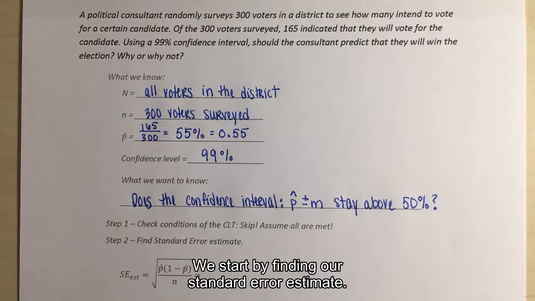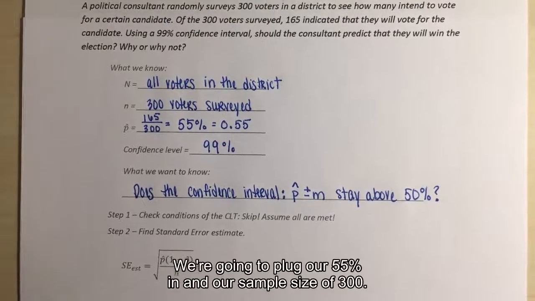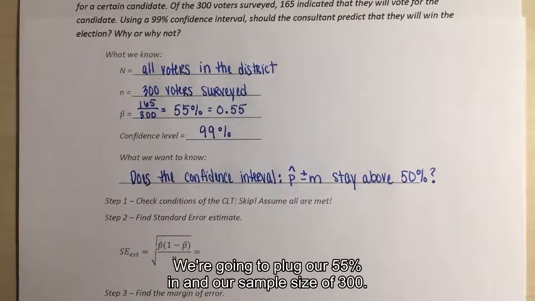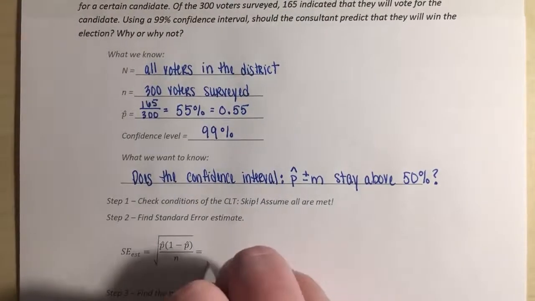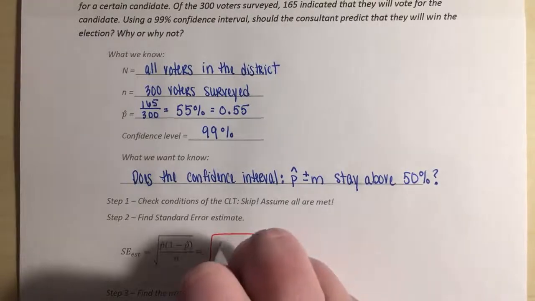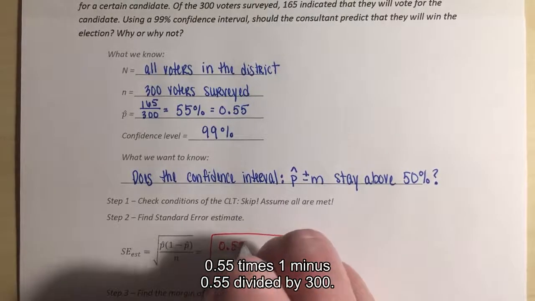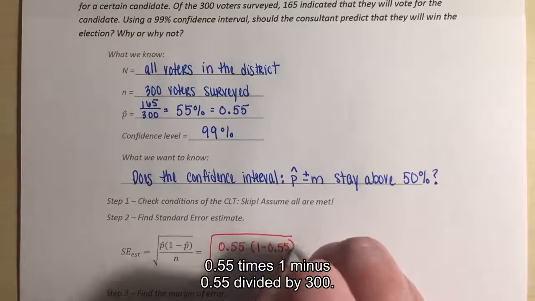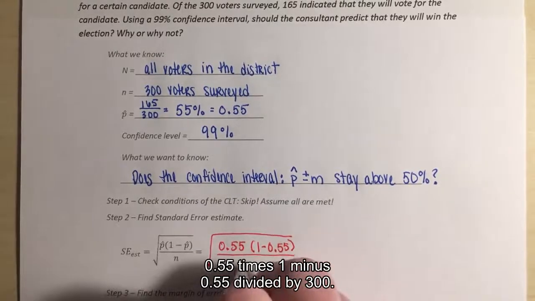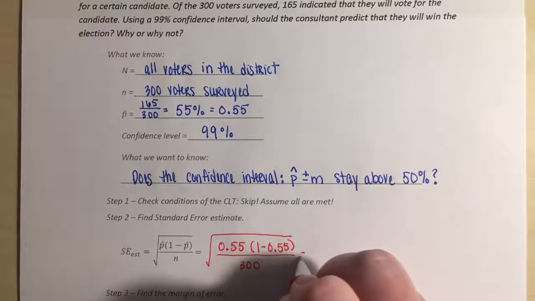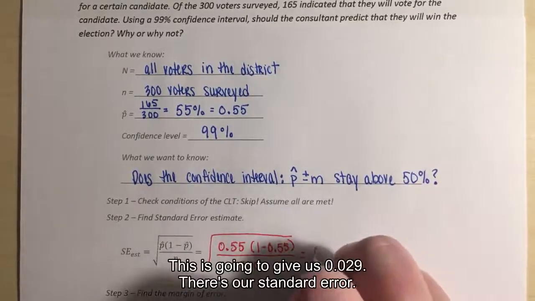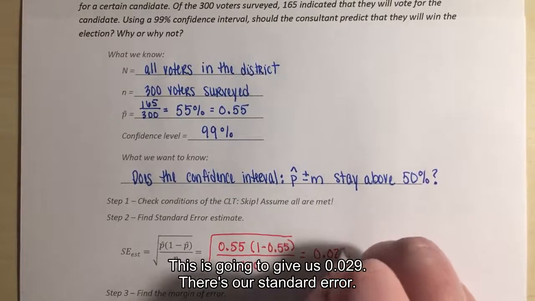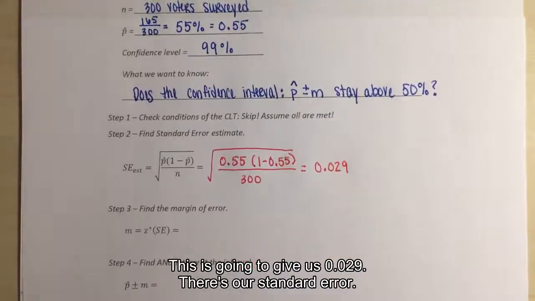So we start by finding our standard error estimate. So we're going to plug our 55% in and our sample size of 300. So 0.55 times 1 minus 0.55, divided by 300. This is going to give us 0.029. So there's our standard error.